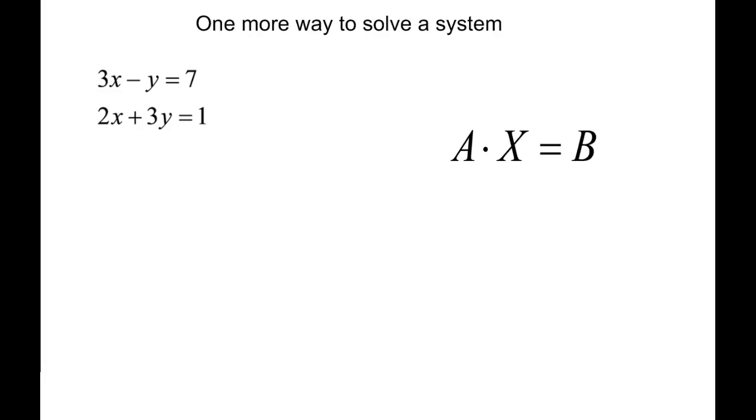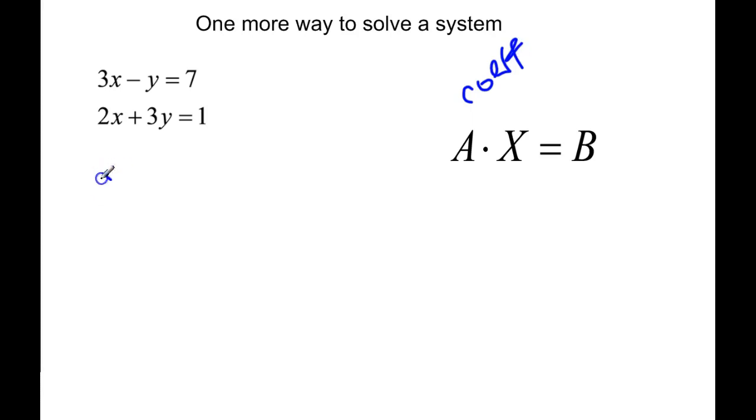This is one more way to solve a system. It's our last lesson of the chapter. So this is a system of equations right here on the left, and here is a matrix representation of that system. So the first matrix A is the coefficient matrix.